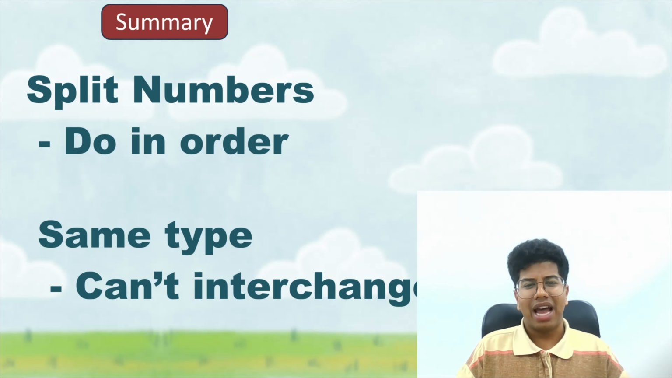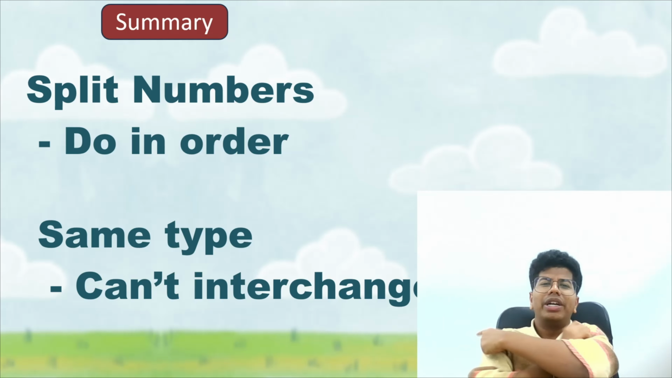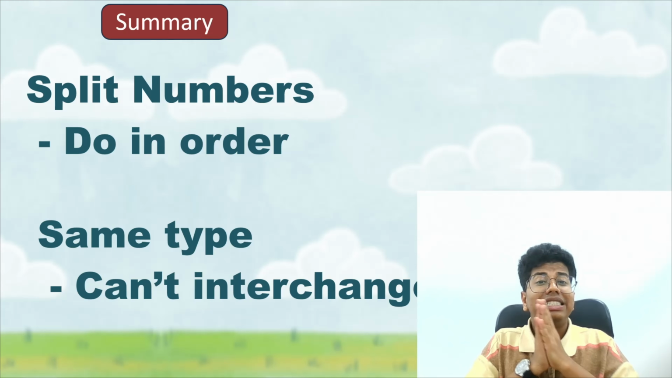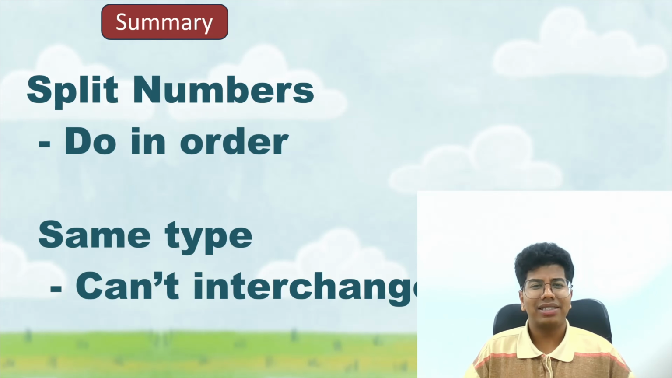So what we can summarize as we just saw: whenever we have to split numbers, always do it in order. And whenever they're the same type, we can't interchange the numbers. So remember these 2 parts.